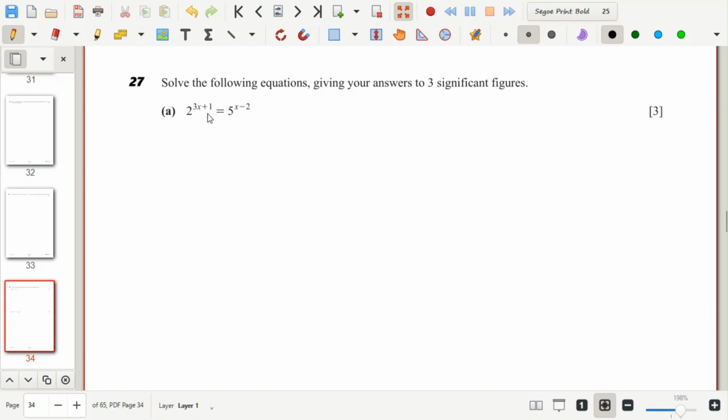That's because ln gets rid of the exponential function. Ln gets rid of e. But here, they are just numbers, numbers other than e. So use logarithm.